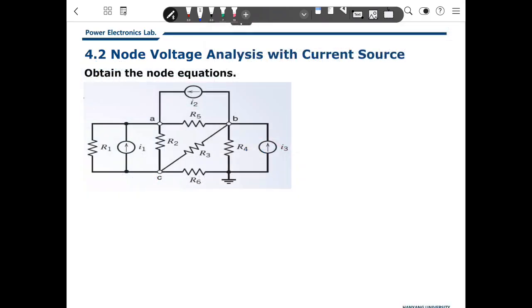This is another example in your textbook. The example is 4-2. The question is to obtain the node equation here. You need to check how many nodes are here, and you will get the node equations based on the figures.